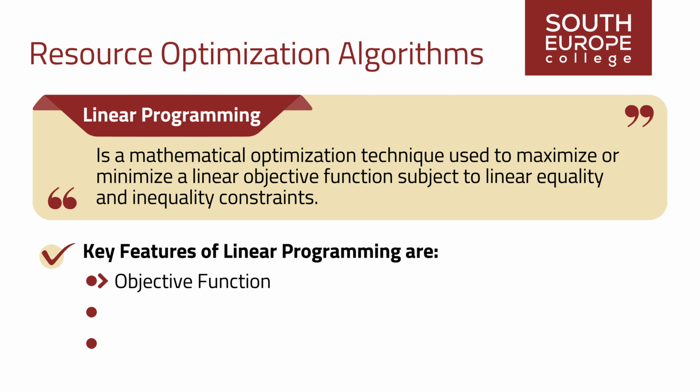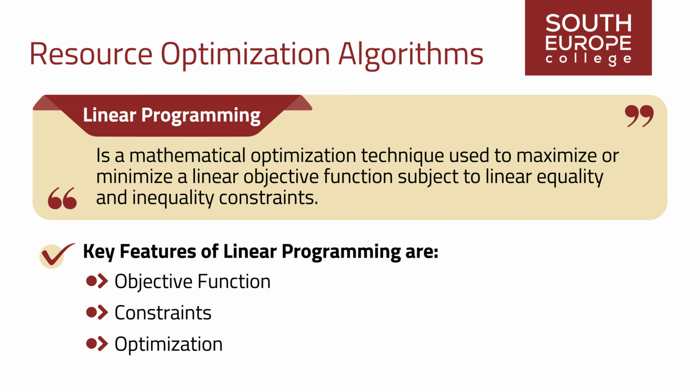Linear programming requires defining an objective function that represents the goal to be optimized, such as minimizing project duration or resource costs. Constraints. Linear programming models include constraints that represent limitations on resource availability, project requirements, and other factors. These constraints ensure that the solution obtained is feasible and realistic.